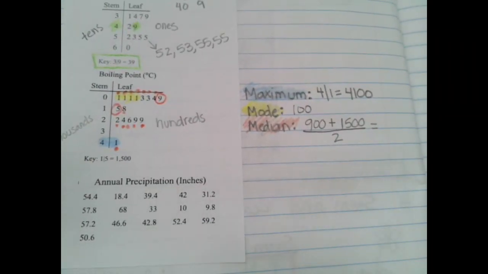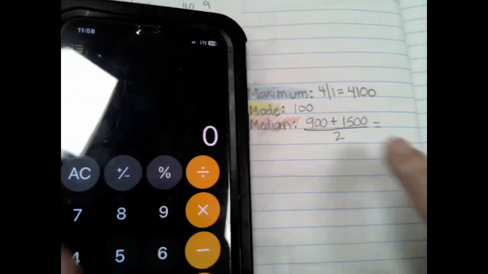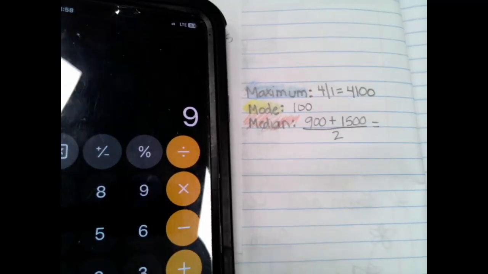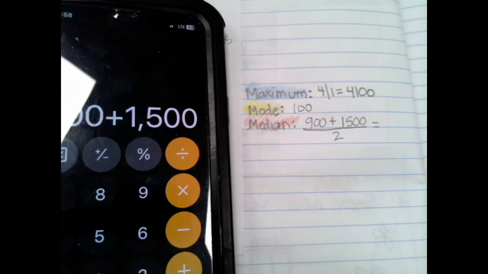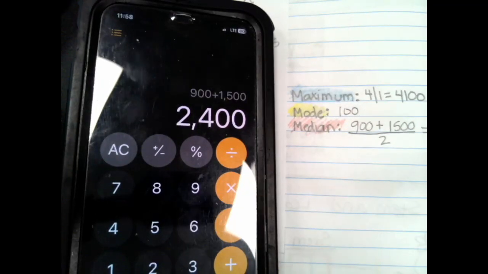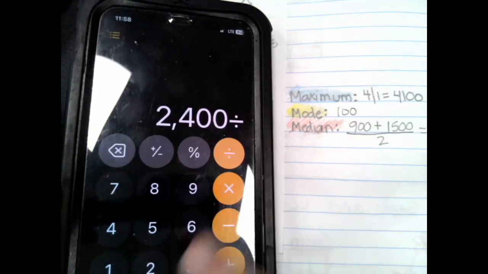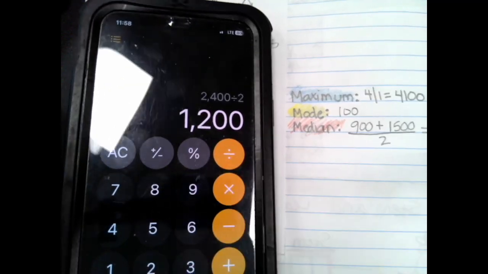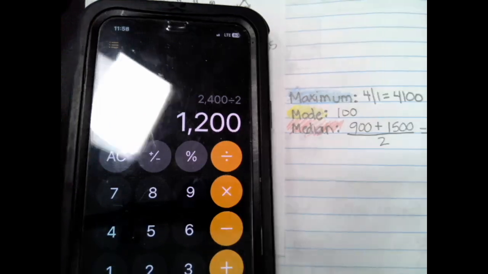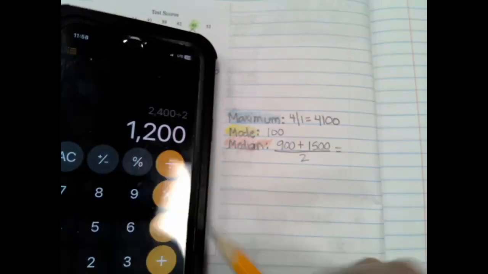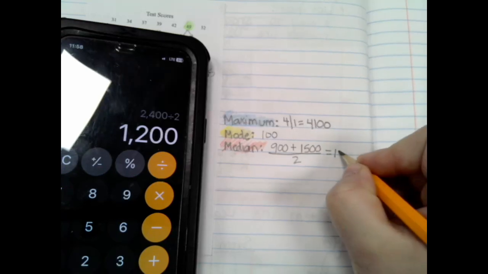Two ways to do that. If you're using Desmos, you can put in that fraction right away with input 2 on the bottom, or you can do it in 2 steps. I know a lot of people did that. So just 900 plus 1,500. We hit equals, and then we divide by 2. And our answer is 1,200. When you put answers into Schoology, we aren't going to use commas, just the number 1200.